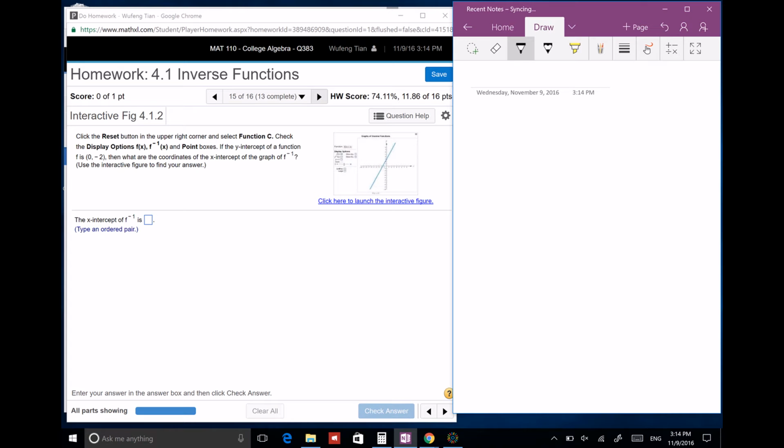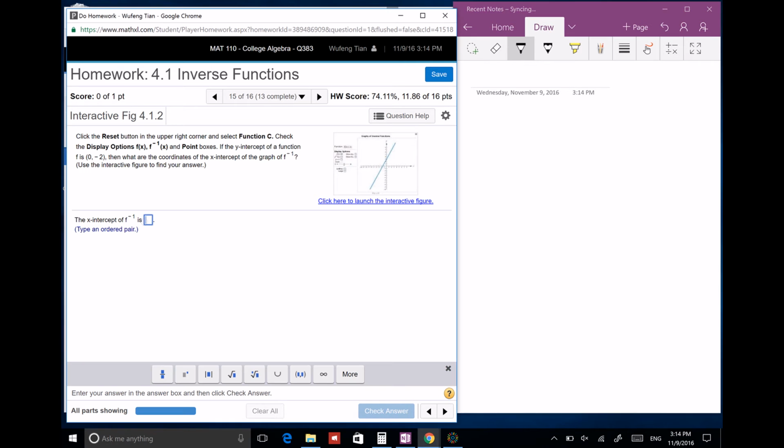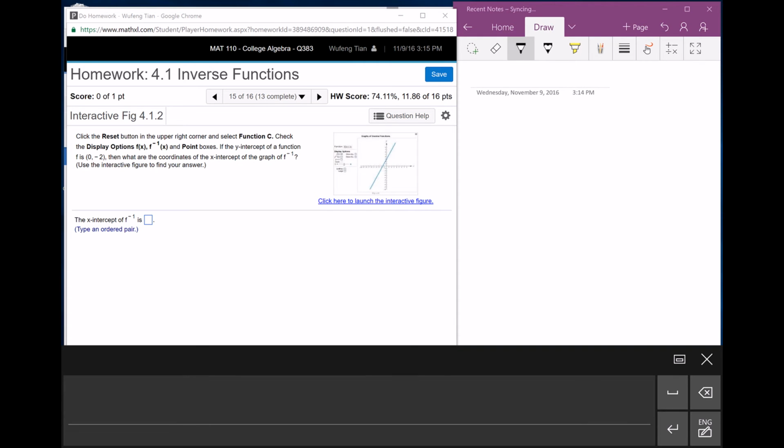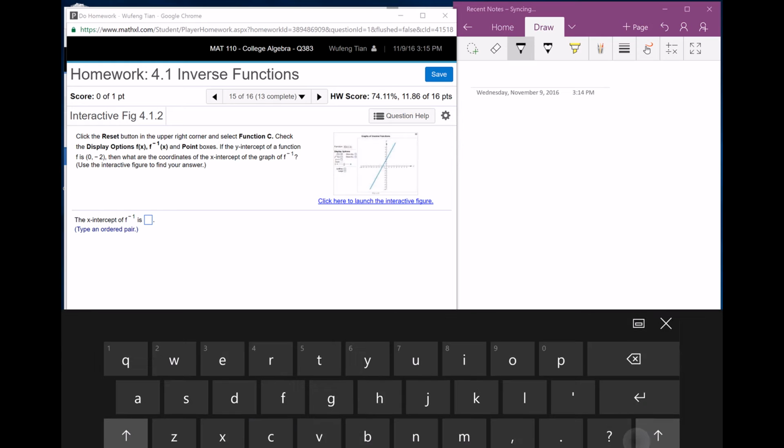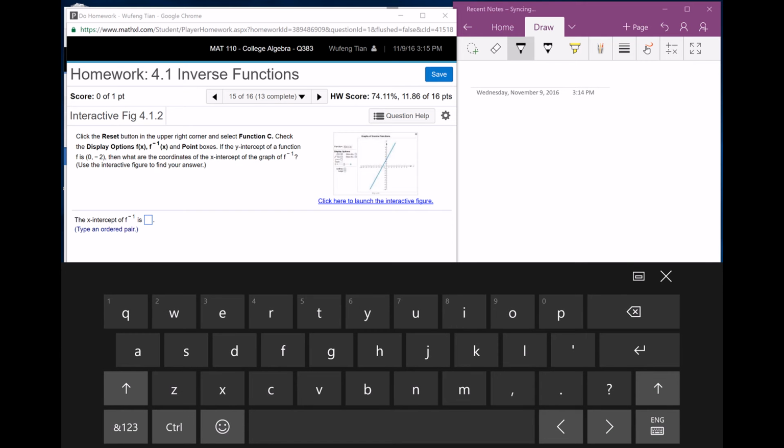Alright, so for this one, the inverse, we want the x-intercept. When x equals 0, y equals negative 2. So the x-intercept is where y equals 0, is negative 2, right? So it's going to be 0, negative 2. No, wait. It's negative 2, 0.